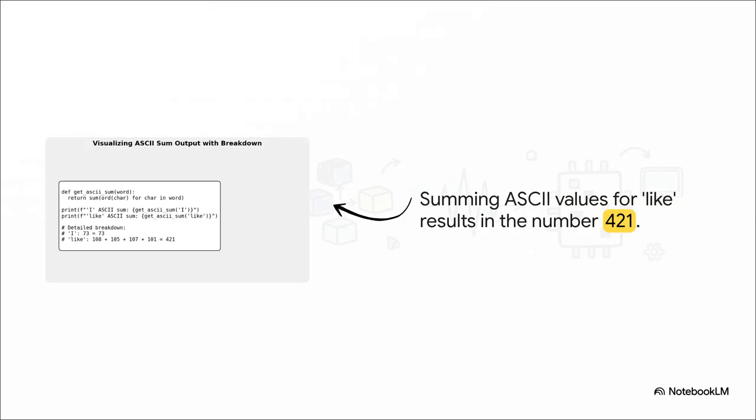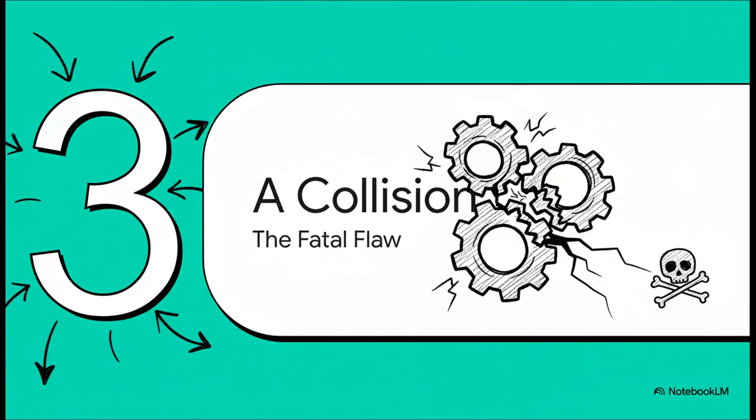So the idea is, what if we just add up the ASCII numbers for each letter in a word? And what's great here is you can see exactly how this works. For the word like, we grab the number for L, that's 108, add the number for I, which is 105, then K, 107, and E, 101. And that gives us a single number, 421. It feels like we've totally solved it. But hang on a second. This super simple, kind of elegant solution, it's about to hit a massive wall. We are on a collision course with a fatal flaw in our logic.